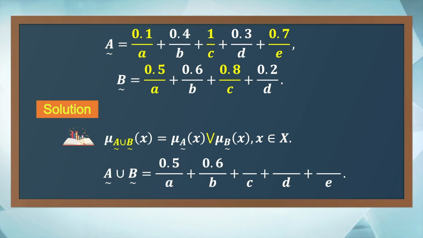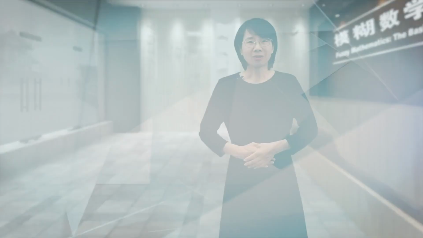The degree of membership of element C in the union is 1. The degree of membership of element D in the union is 0.3. And the degree of membership of element E in the union is the maximum of 0.7 and 0. It is 0.7. Next, the intersection of the two fuzzy sets.